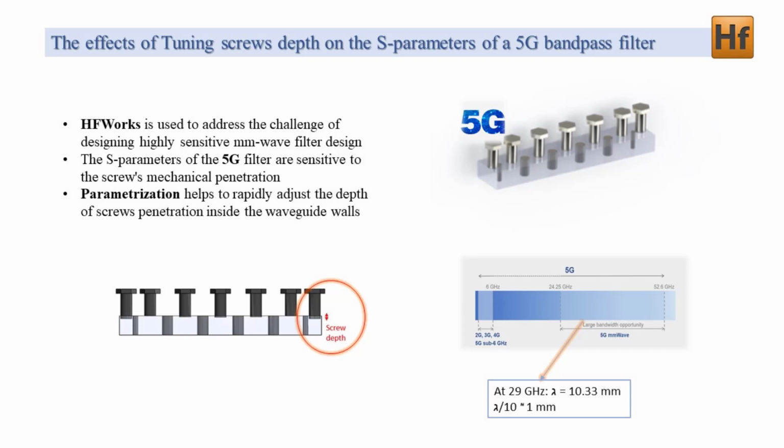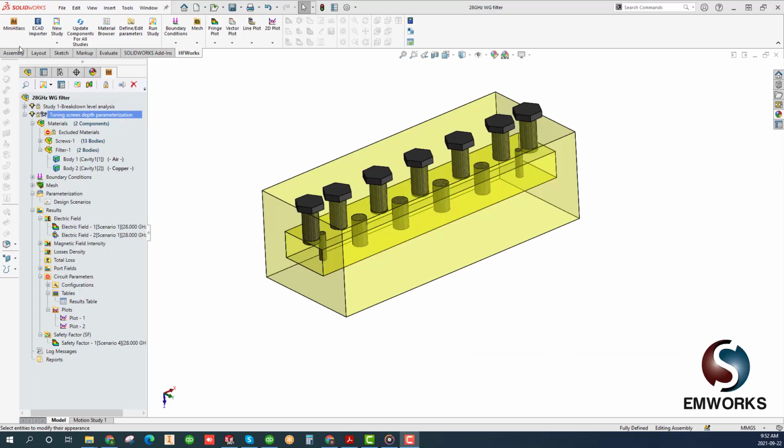To study such sensitivity, we chose the popular EMWorks' high-frequency simulator, HFWorks. Since HFWorks is an add-in to SolidWorks, the #1 3D CAD software, the creation and modification of the filter is as easy as a pie. Therefore, we skip the geometry creation part and dive straight into HFWorks. To achieve our goal, the parametrization feature of HFWorks is used.